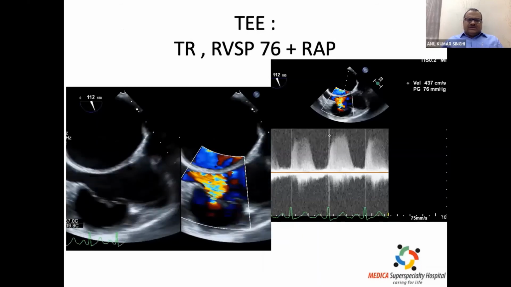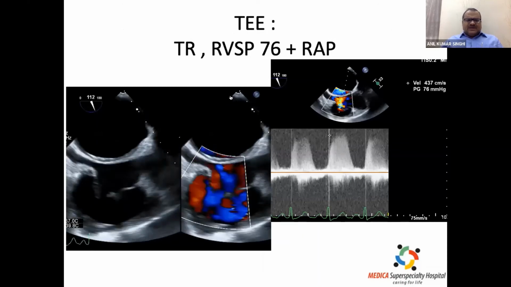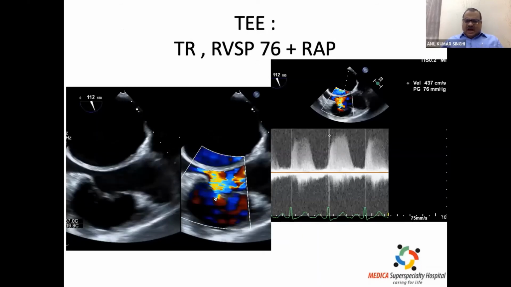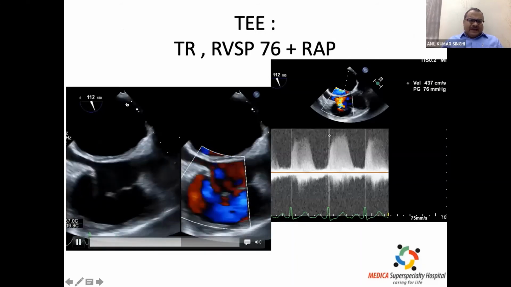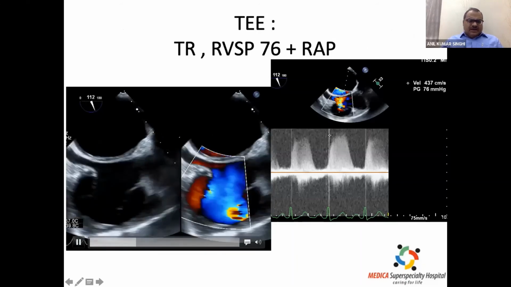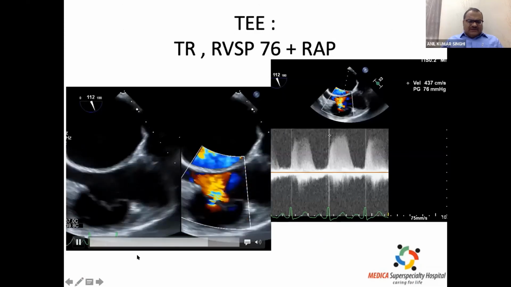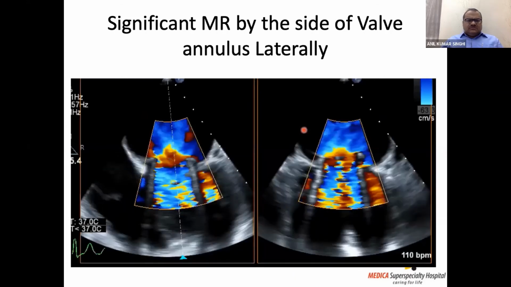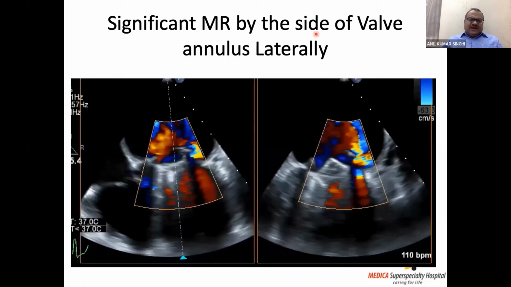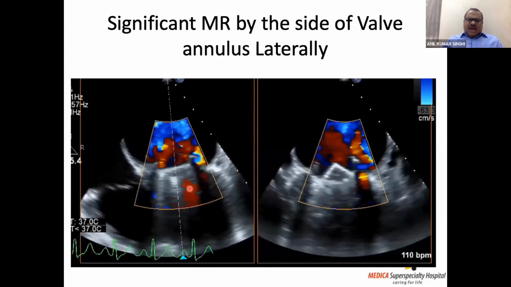In the transesophageal echocardiogram, the tricuspid regurgitation jet was again high, signifying PH. We can appreciate a hugely dilated LA, and that was again considered significant. There was significant MR coming from the lateral annulus region. You can appreciate here the leak is coming from the lateral annulus, which was significant.